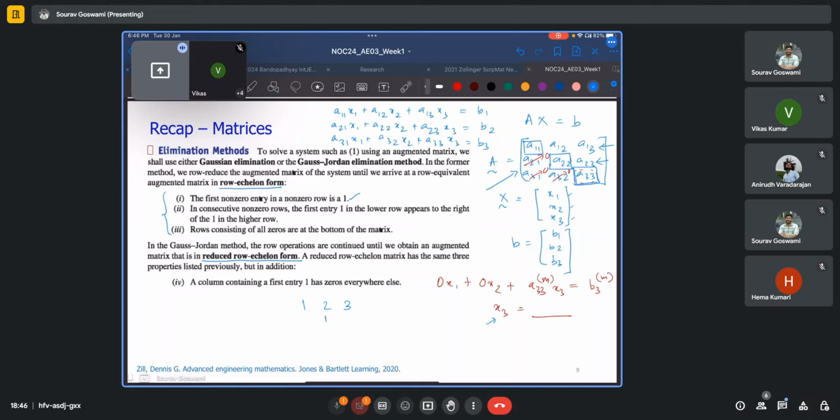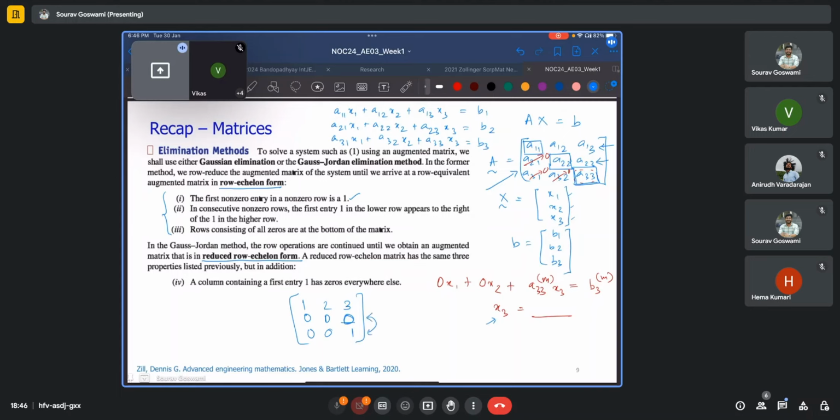They should ideally be 0. This will have some other number. And this is, of course, for a 3 by 3 case. As your dimensions increase, this will just follow. And third, the rows consisting of all zeros are shifted to the bottom of the matrix. So say by some elementary row operations you arrive at a row which has 0 in all the places, you simply exchange it to the bottommost position.